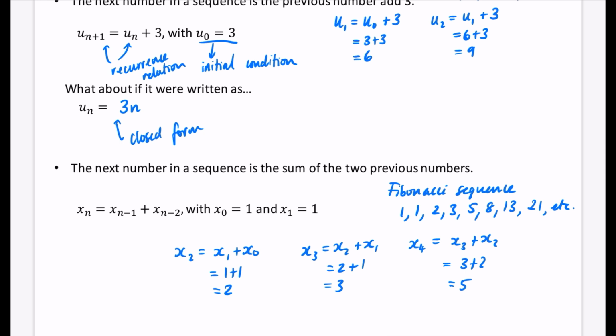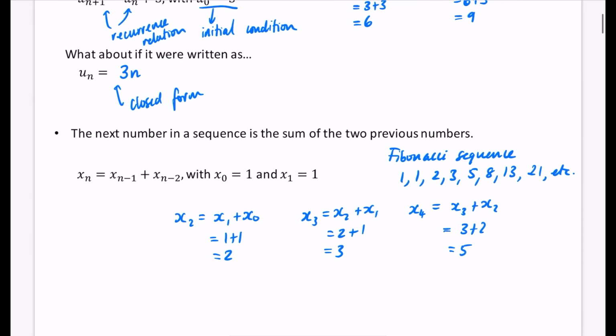Now, the closed form of the Fibonacci sequence is what we will aim to do by the end of this whole playlist. It is way more complicated than you might expect it to be. So we're going to see if we can come up with an nth term formula for this. We would come up with an nth term formula for this one as well.